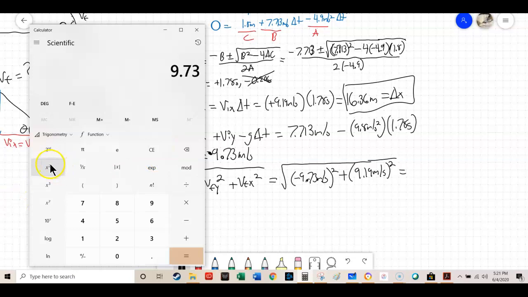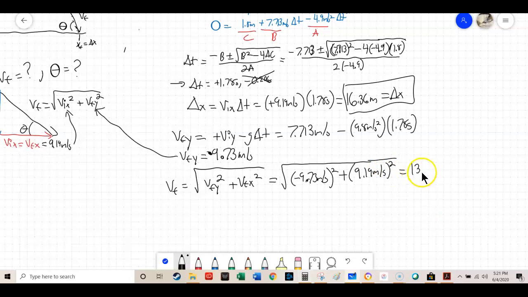9.73 and square, 94.67, plus we're going to do the 9.19 and then we're going to square that and then add those two together. Now we get 179.19, so that's what this is, and then we need to square root that. So it's going to be hitting the ground at 13.38 meters per second.